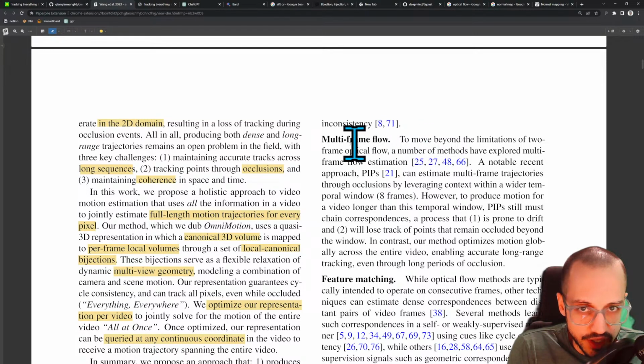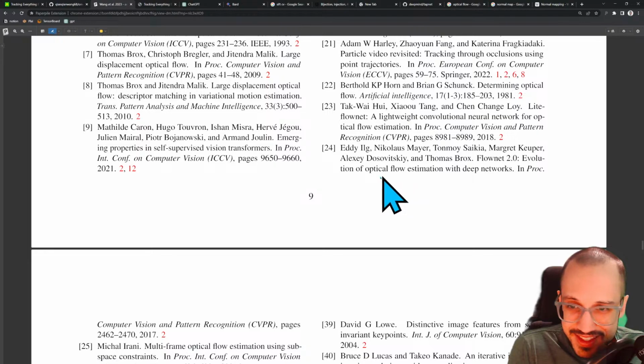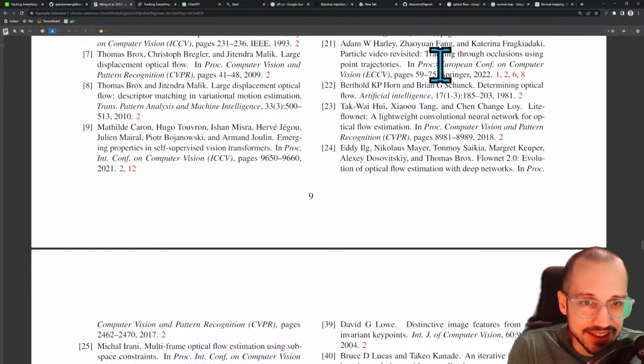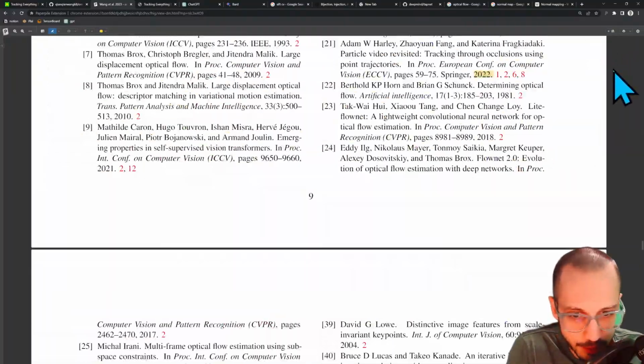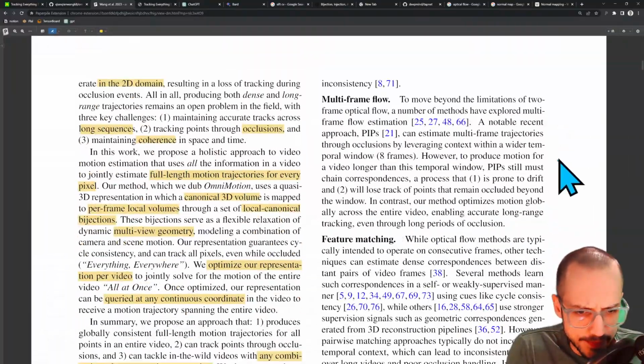Multi-frame flow. To move beyond the limitations of 2-frame optical flow, a number of methods have explored multi-frame optical flow estimation. A notable recent approach, PIPS. It's probably not the pip Python package, but what is this? A 2022 paper on tracking through occlusion using point trajectories. Okay, so relatively recent work, probably uses some amount of deep learning if I had to guess. It can estimate multi-frame motion by leveraging context within a wider temporal window.